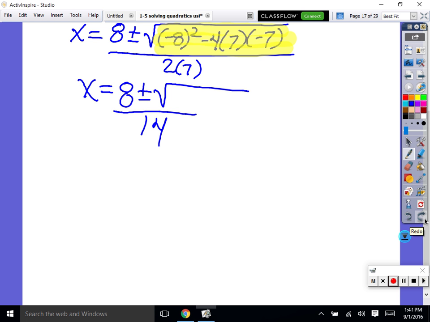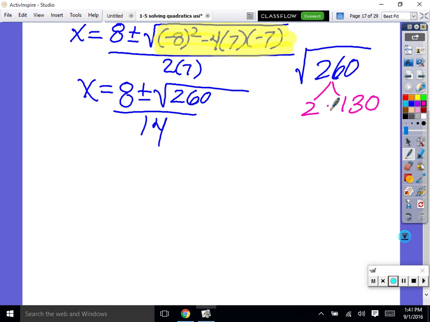What do we get? Did we all get 260? Yeah, 260 is right. Okay, everybody, are you listening? Now this is where you go up, all over 2 times 7, which is 14. This is where you go off to the side and say, I'm going to break down 260. So 2 times 130. 130 breaks down into 2 times 65. 65 breaks down into 5 times 13. Pulling out groups of 2 since it's a square root.